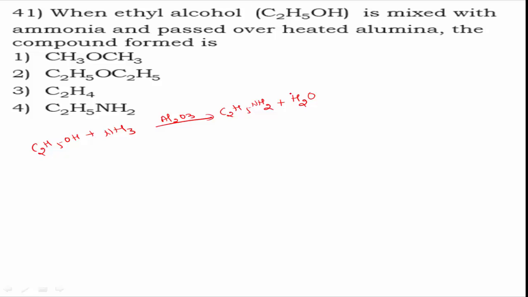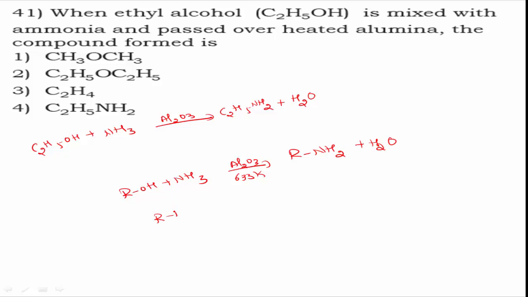When a mixture of an alcohol and ammonia in vapor phase is passed over heated alumina at 633 Kelvin, we get a mixture of primary, secondary and tertiary amines. Remember this concept also. This concept is explained by this reaction: ROH, when treated with ammonia in presence of Al2O3 at 633 Kelvin, gives primary amine RNH2 plus H2O.